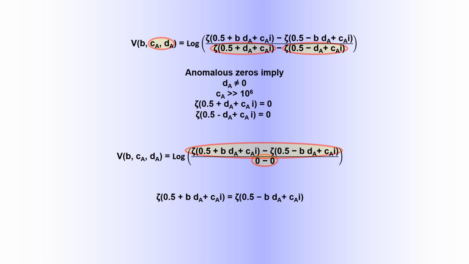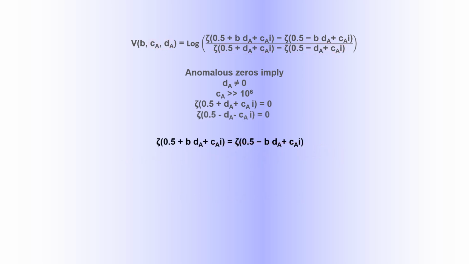For any finite real value of b, zeta of a half plus b d sub a plus c sub a i equals zeta of a half minus b d sub a plus c sub a i. It means that zeta function at this particular value of imaginary part must have a mirror symmetry about the critical line. Since b can be any finite real value, then b times d sub a can also be any finite value. Thus the formula can be simplified to zeta of a half plus d plus c sub a i equals zeta of a half minus d plus c sub a i, with d can be any finite real value.